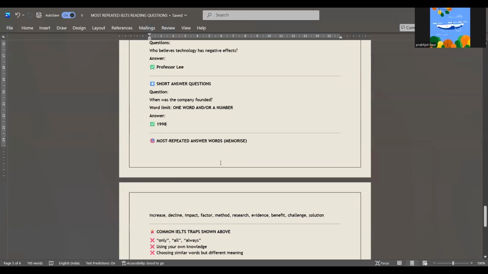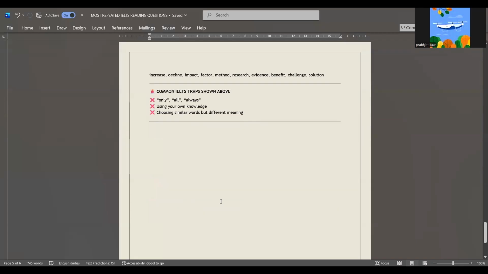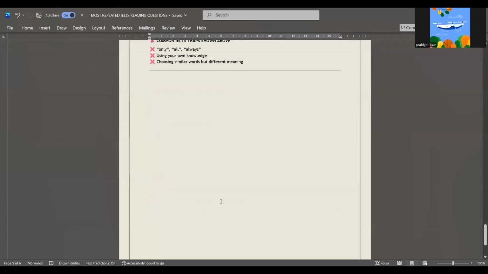So the most repeated answer words to memorize are like increase, decline, impact, factor, method, research, evidence, benefit, challenge, solution. So that type of question you can see in the exam. So common traps shown above are like only, all, always, using your own knowledge, and choosing similar words but with different meanings. So that type of trap you can see in the reading.